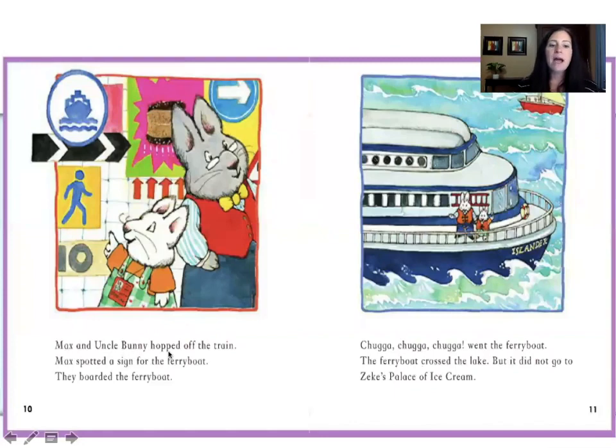Max and Uncle Bunny hopped off the train. Max spotted a sign for the ferry boat. They boarded the ferry boat.